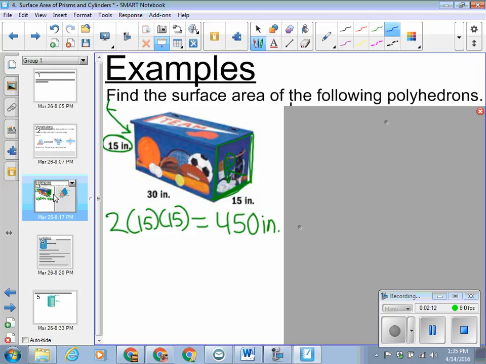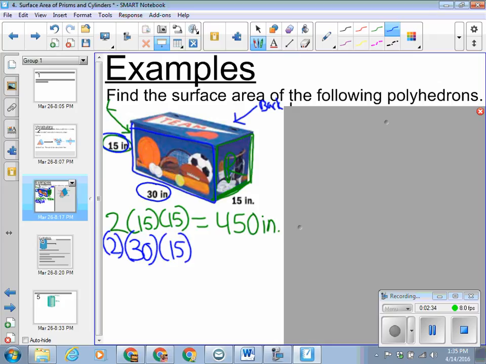Now I'm going to focus on the front and back, okay? I'm calling this the front. The back is going to be back there. Well, the dimensions of the front are 30 by 15. Okay, 30 by 15, and so is the back. We've got 2 of those, so let's multiply it by 2. 30 times 15 equals 450. We double that, we've got 900 for the front and the back.